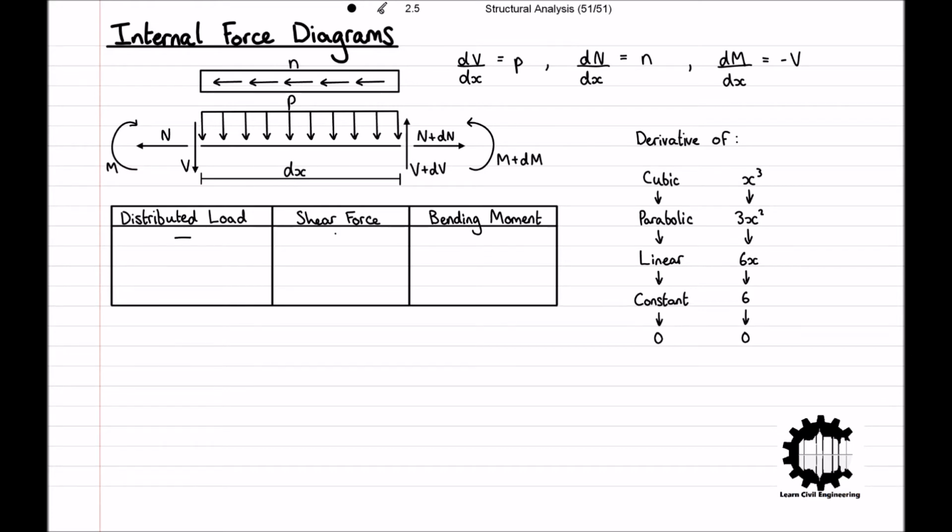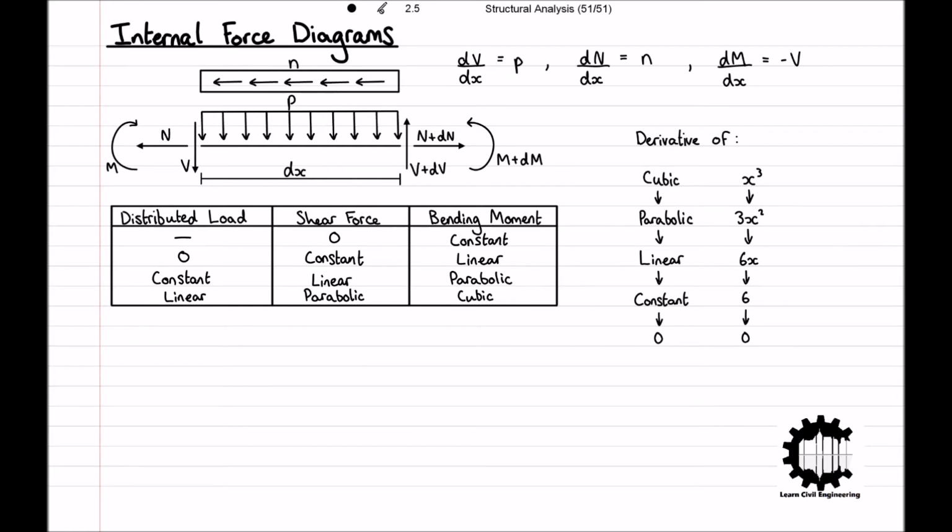With a shear force of 0, the bending moment will be constant, as we know the derivative of the bending moment is equal to the negative of the shear force, and here the derivative of a constant is equal to 0. With a distributed load of 0, the shear force will be constant along the section, and bending moment will be linear. With a constant distributed load along the section, the shear force will be linear, and the bending moment will be parabolic. And finally, with a linear distributed load along the section, the shear force will be parabolic and the bending moment will be cubic.